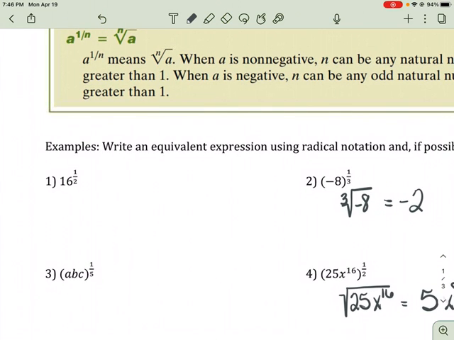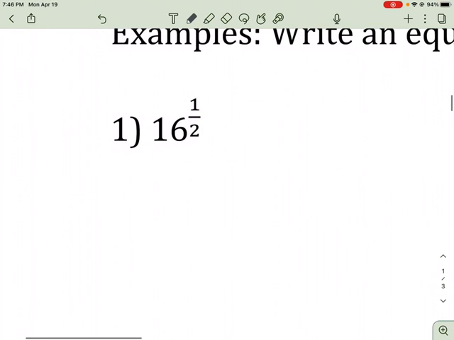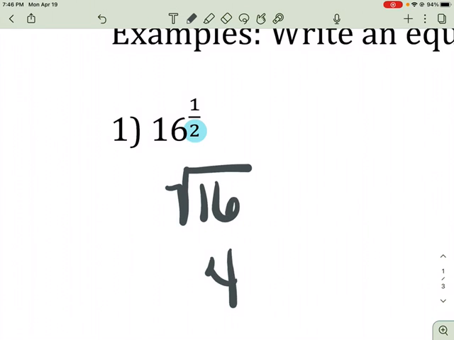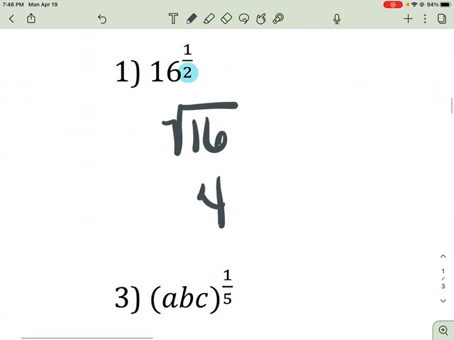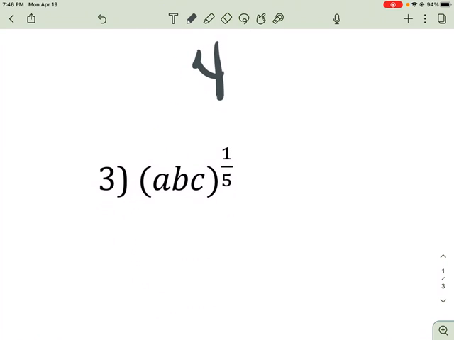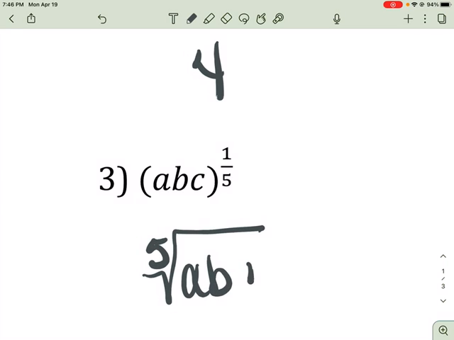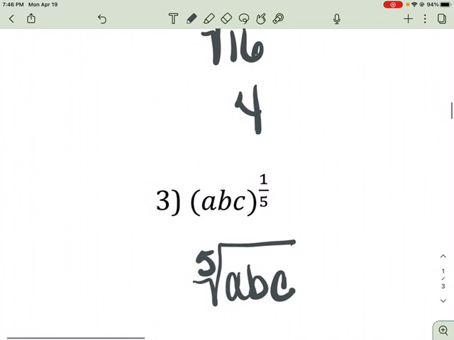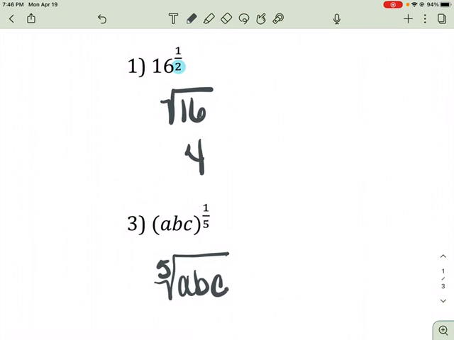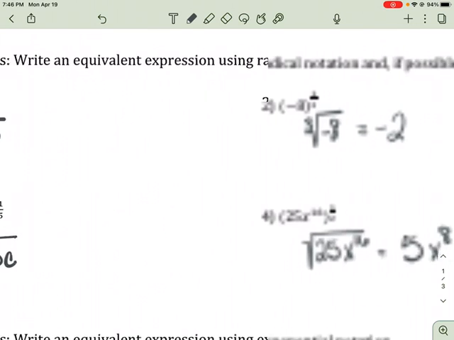So let's take a look at this. We want to write an equivalent expression using radical notation and, if possible, simplify. Here we have 16 to the 1/2. The denominator is 2, so that means the square root of 16, which we know is 4. That's all we're doing. Here the denominator is 5, so we have the 5th root of abc, the whole thing underneath the 5th root symbol. That's all we're doing. Okay, so try 2 and 4.